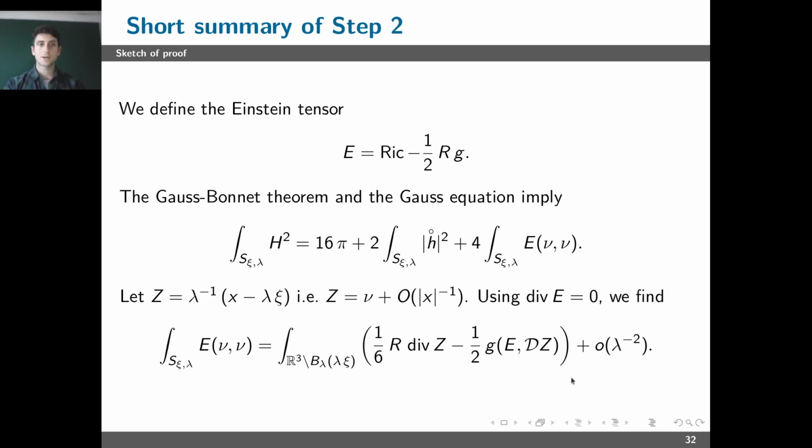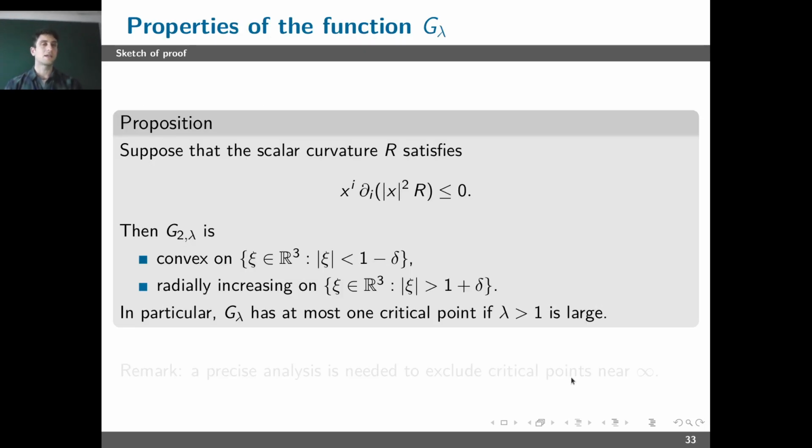Okay, so now that we've proven this lemma, how can we put that to use? And this happens in the following proposition. So now we suppose that the scalar curvature satisfies the growth condition, namely that mod x squared times the scalar curvature is radially non-increasing. And what you can then show is that the function g2 lambda is convex on the unit ball and radially increasing outside the unit ball.